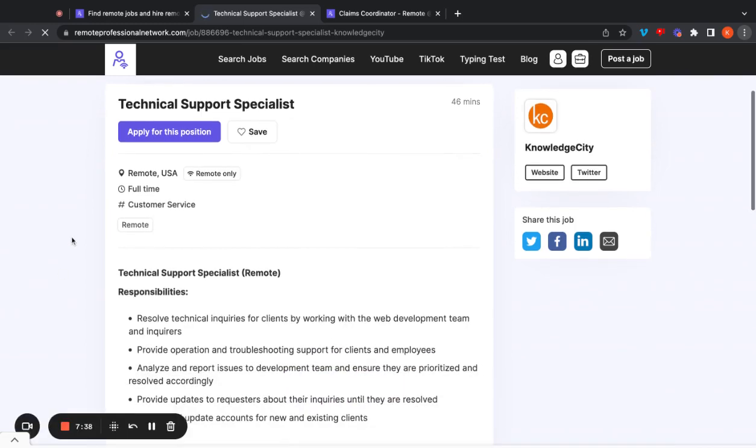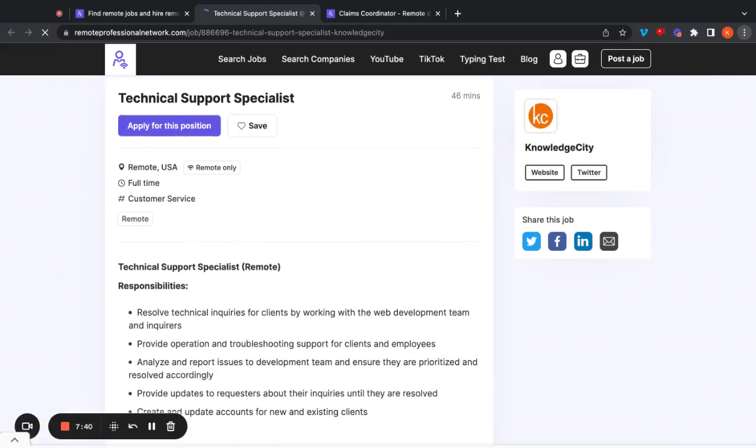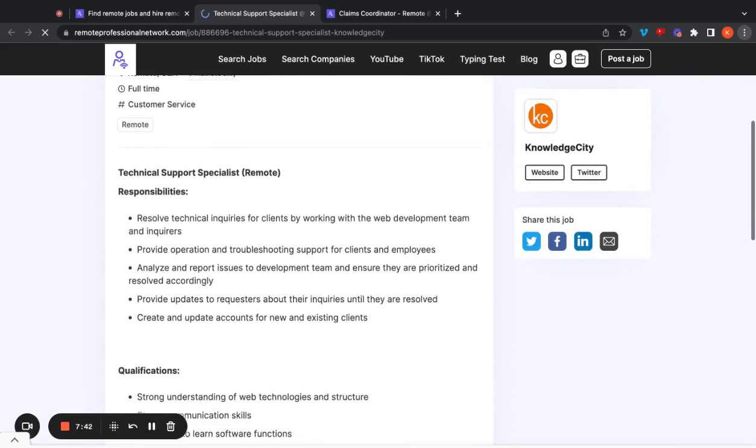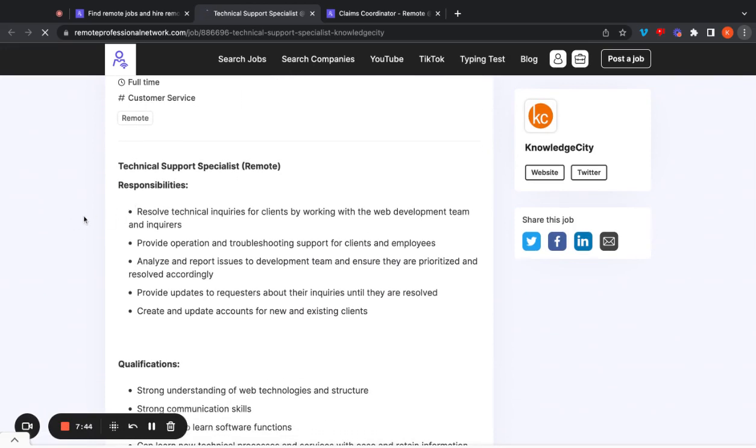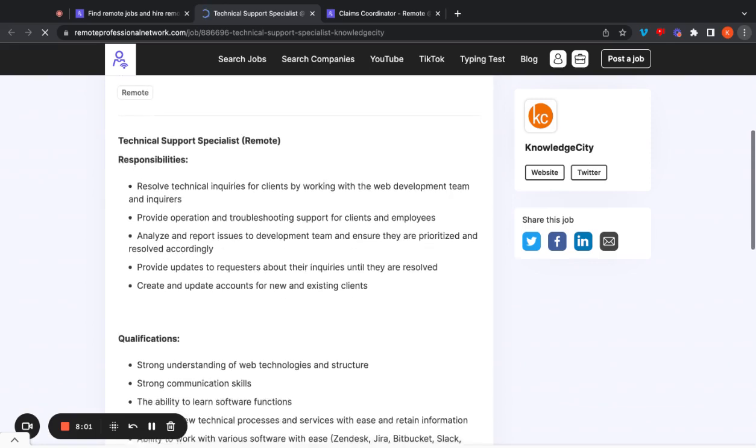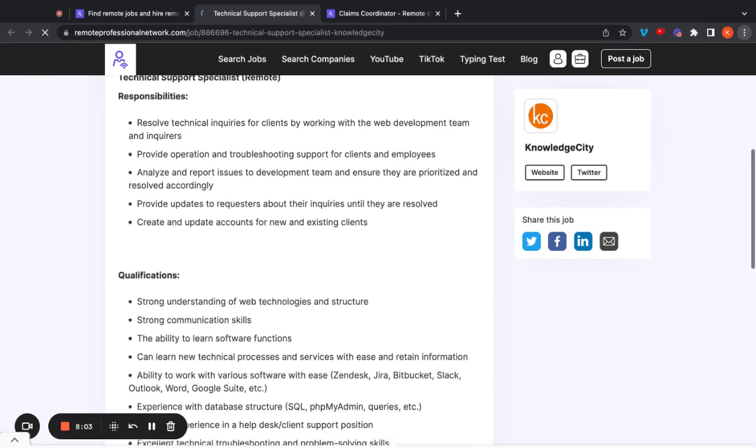This is going to be a full-time position as a technical support specialist for a company called Knowledge City. You're going to resolve technical inquiries for clients by working with the web development team and inquirers. You're going to provide operation and troubleshooting support for clients and employees as well. You're going to analyze and report issues to the development team and ensure they are prioritized and resolved accordingly. You'll provide updates and create accounts.